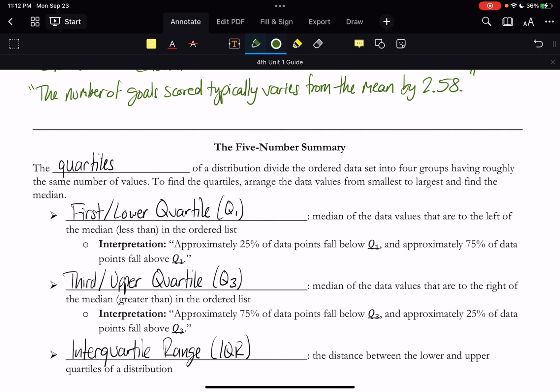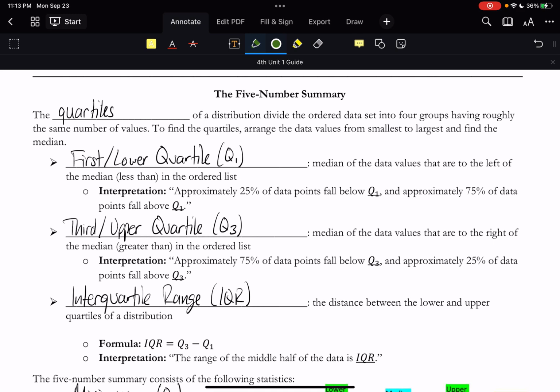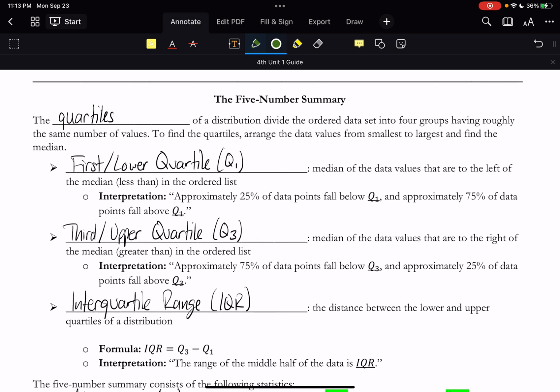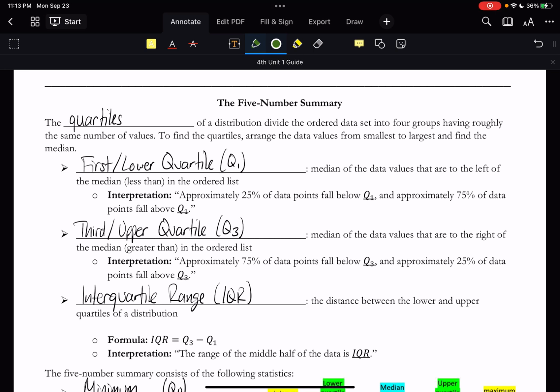Okay, all right, so next thing we have is the 5-number summary. So first definitions: the quartiles of a distribution divide the ordered data set into 4 groups having roughly the same number of values. To find the quartiles, we arrange again from smallest to largest, and then we find the median. The median, again, we know splits our data into halves. The first or lower quartile is the median of the data values that are to the left, or less than the median. The third quartile or upper quartile, they mean the same thing, is the median of the upper half of the data. The lower quartile is denoted as Q1. The upper quartile is denoted as Q3.